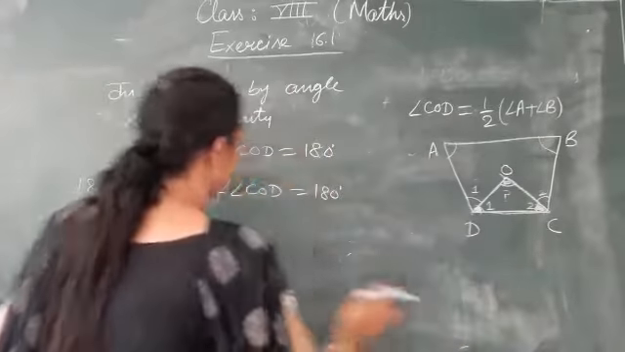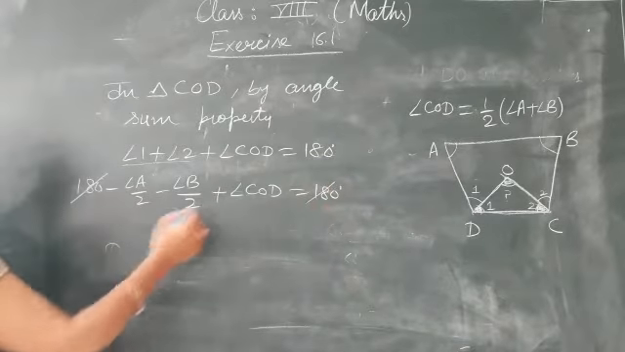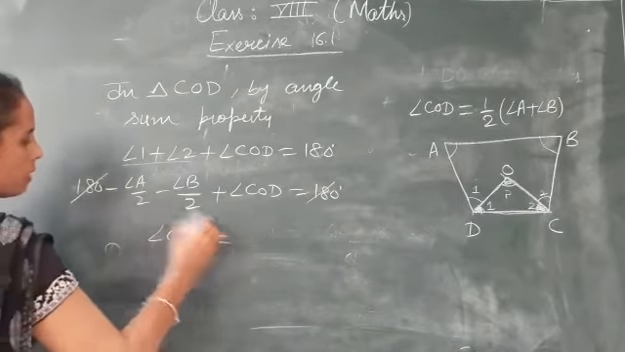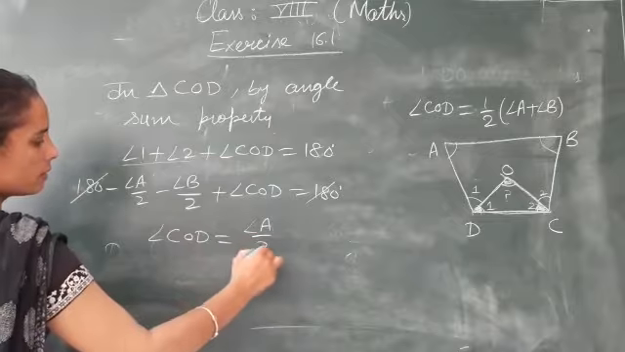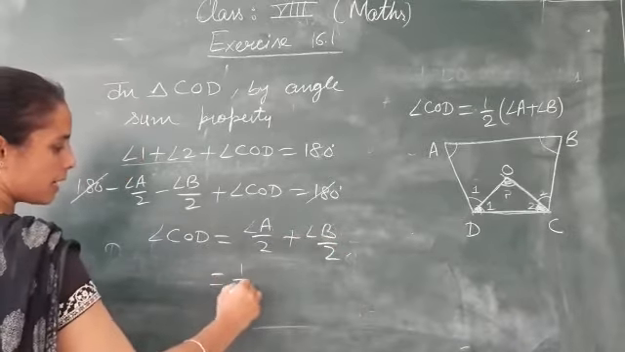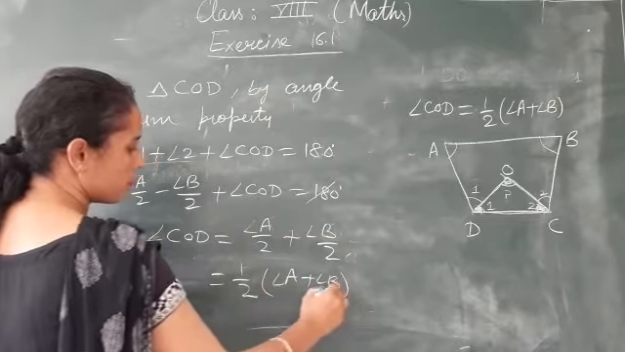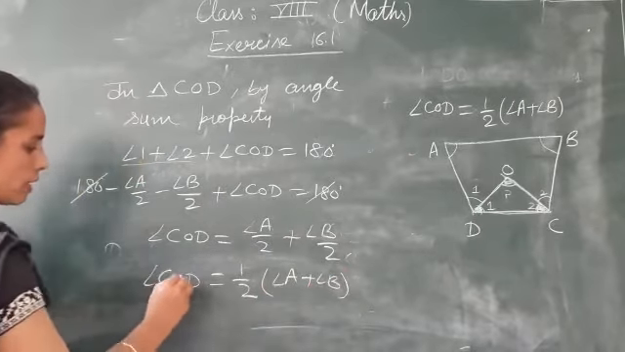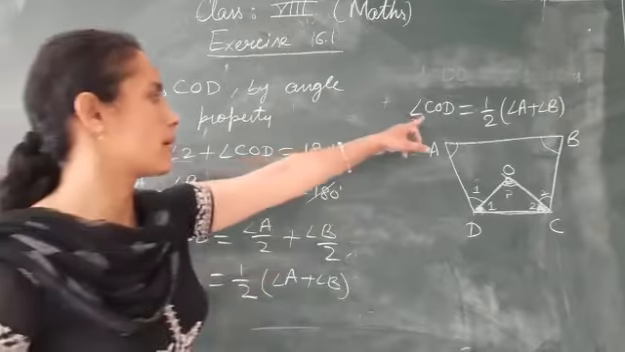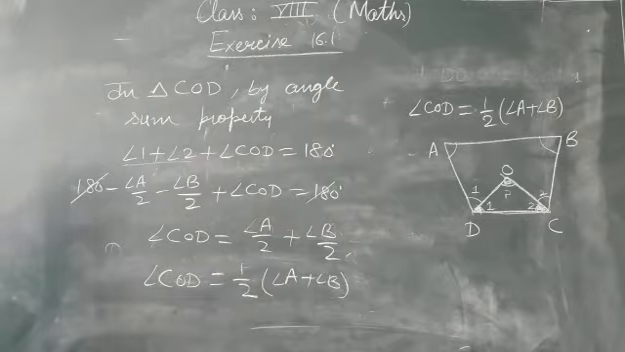Now 180 will be cancelled from both sides. So what is the value of COD? That is, take these to this side, A by 2 plus B by 2, or it can be written as, by taking half common, half of angle A plus angle B. So we have to show this only in the question, that prove that COD is equal to half of angle A plus angle B.